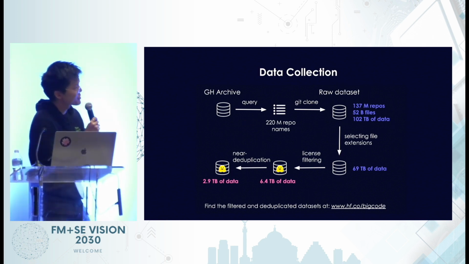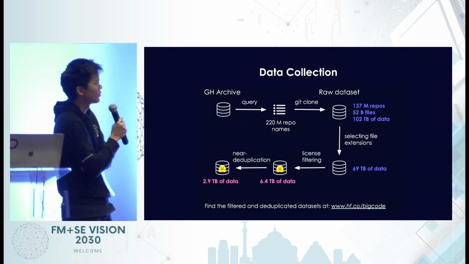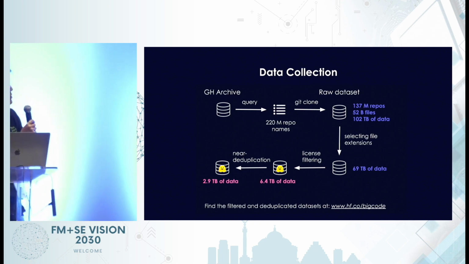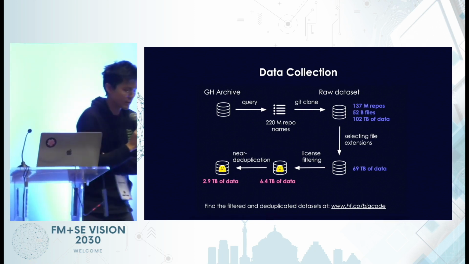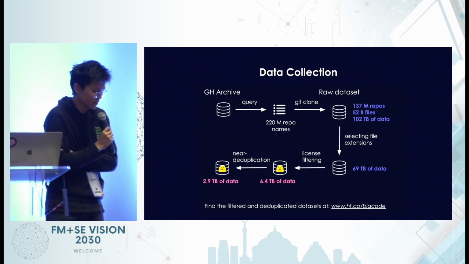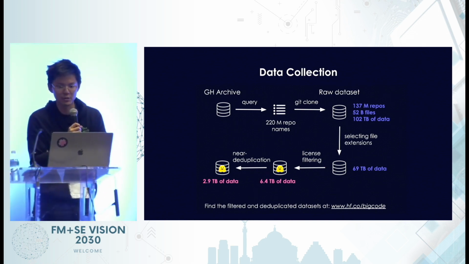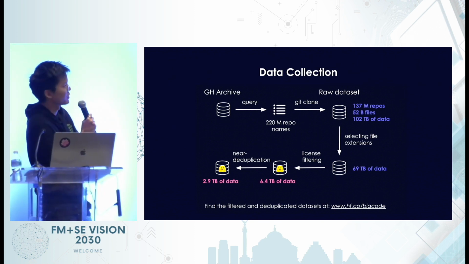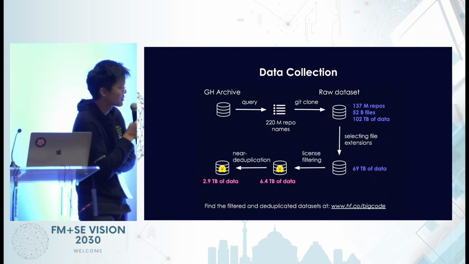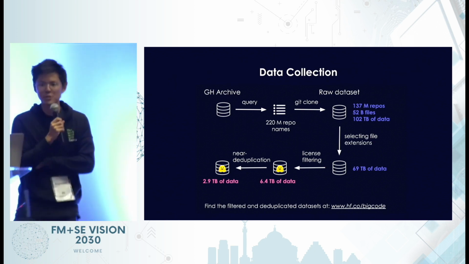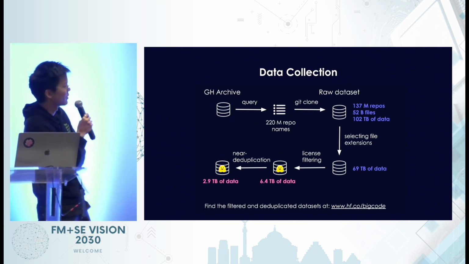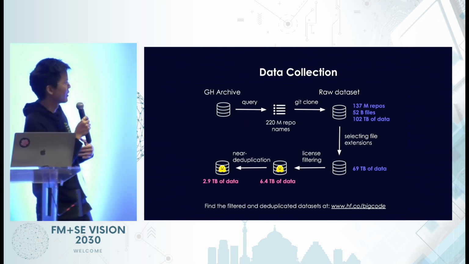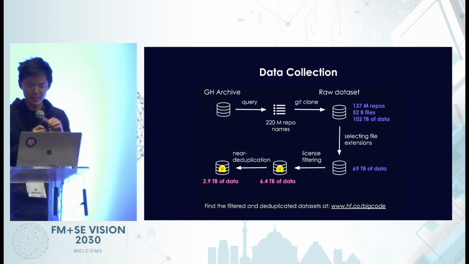And then there's also a step of license filtering. We worked a bit with lawyers on this step to try to determine what are the file licenses that we could actually use to train and release a dataset. After this step, we are left with 6.4 terabytes of data, which is the dataset that we released. And on top of that, there is a near-deduplication step, and we also released the result of that.